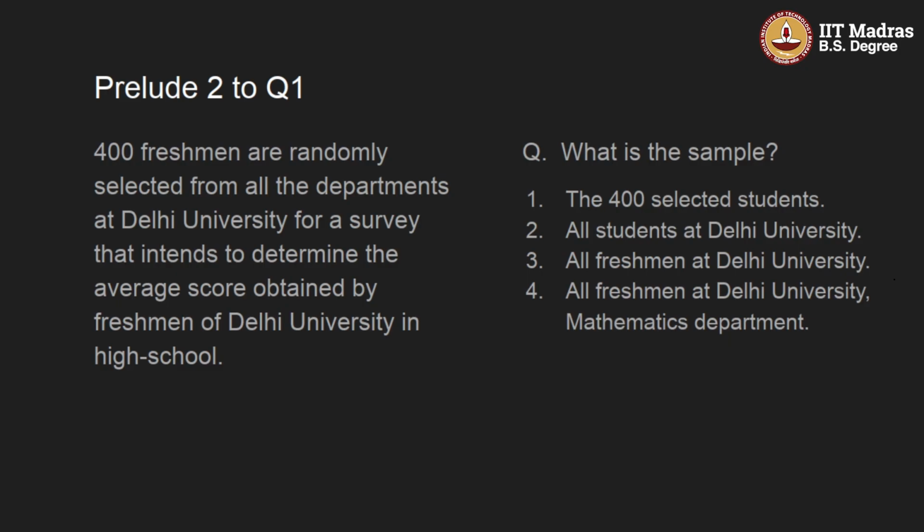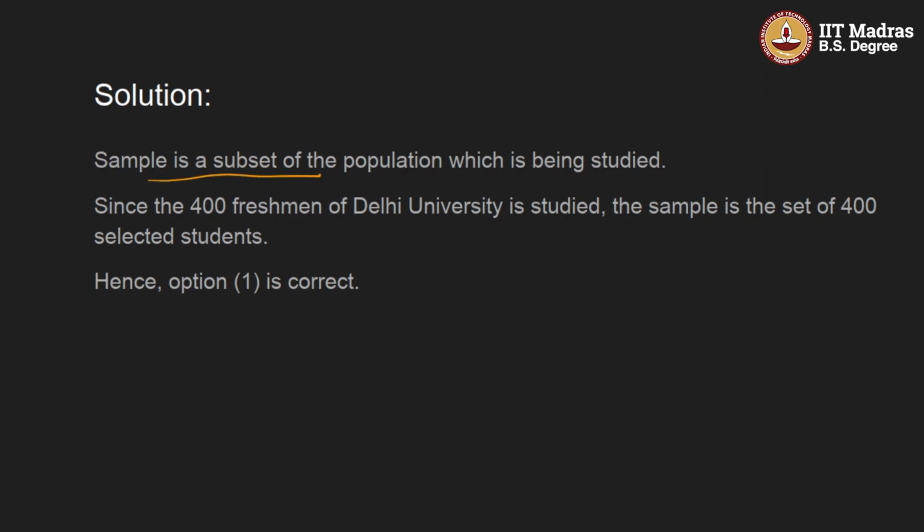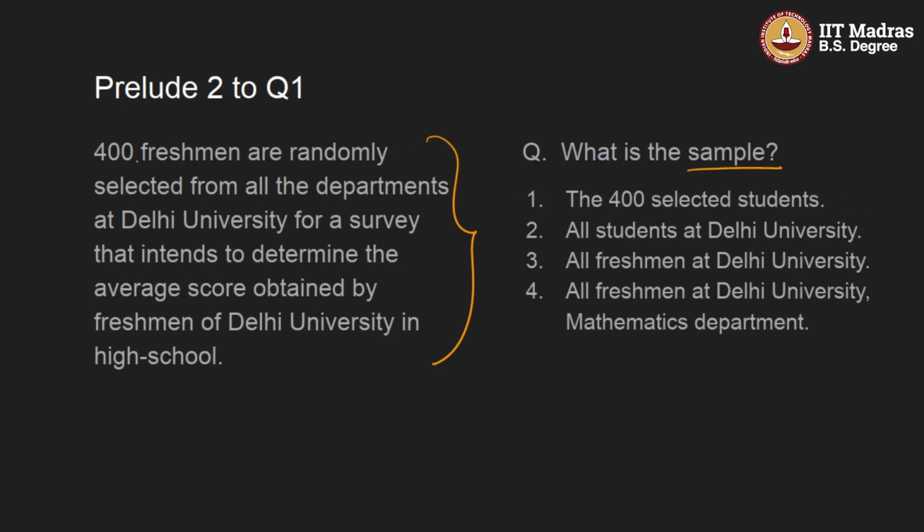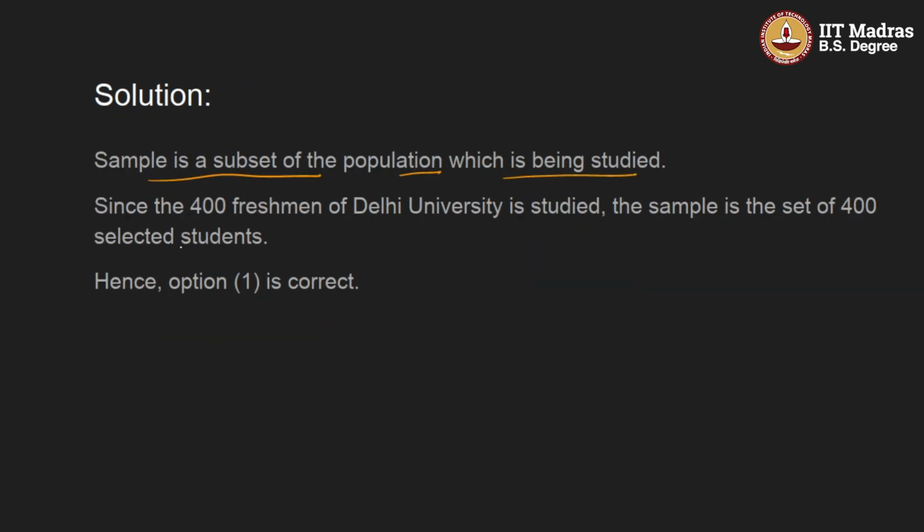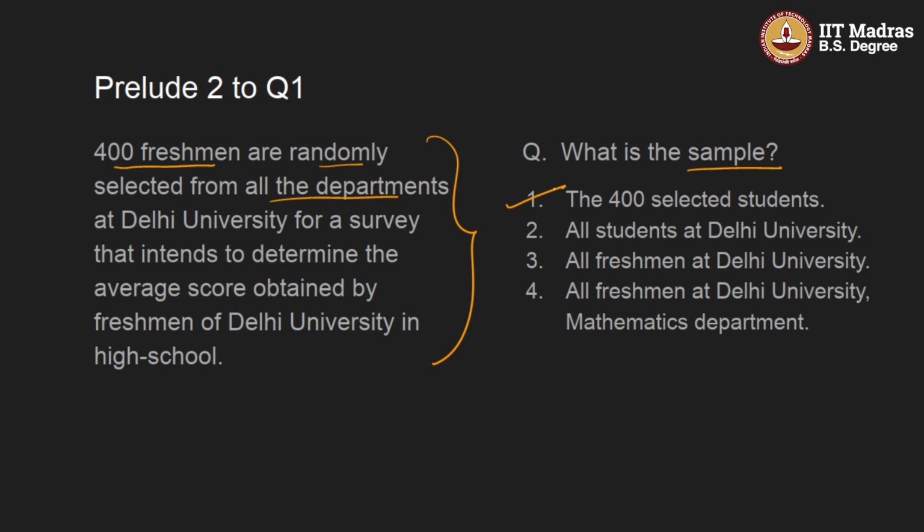Now our next question: the statement is the same as before and we have to determine what our sample is. The options are given as the 400 selected students, all the students at Delhi University, all the freshmen at Delhi University, all freshmen at Delhi University Mathematics Department. We know that the sample is the subset of the population which is being studied, right? And here we can see that we have taken 400 freshmen randomly from all the departments. So in this question, the 400 freshmen that we randomly selected will be our sample. So option 1 will be correct.